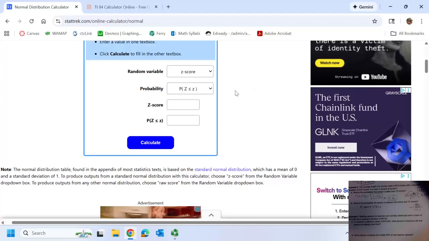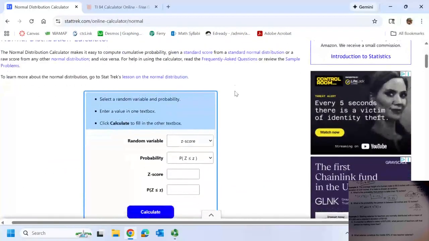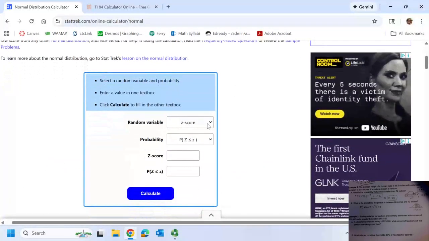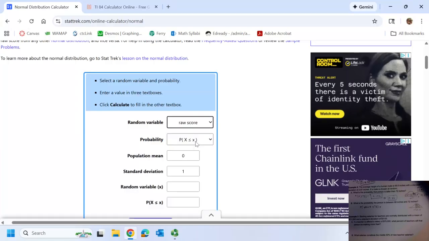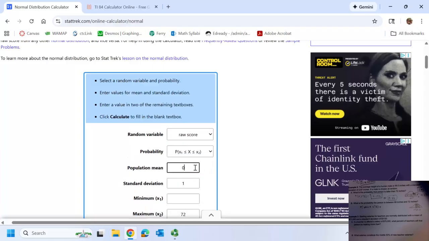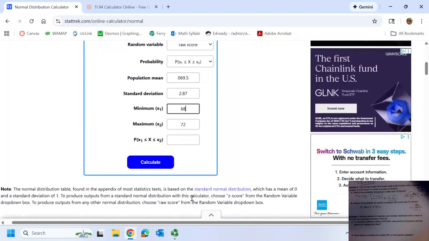Here we go. So this is that other calculator that you were using. On the random variable, it has z-score, but if you click that drop down, it gives us the option for a raw score. Here under probability, we're going to do the probability that's between, so x1 and x2. We'll put in the population mean, 69.5, and the standard deviation, 2.87, and the minimum value was 68. Oh, and the maximum is 72.